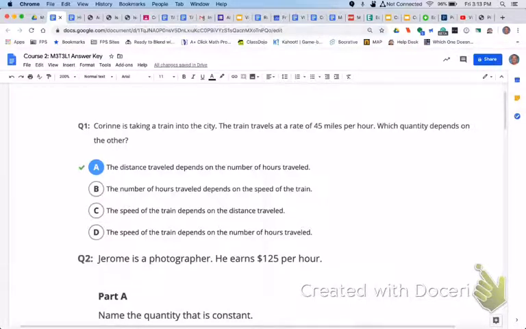Just wanted to quickly run through the answers with you so that you had an idea of how we came up with everything. For number one, which quantity depends on the other? We are looking for the distance that you traveled is going to depend on the number of hours that you traveled.